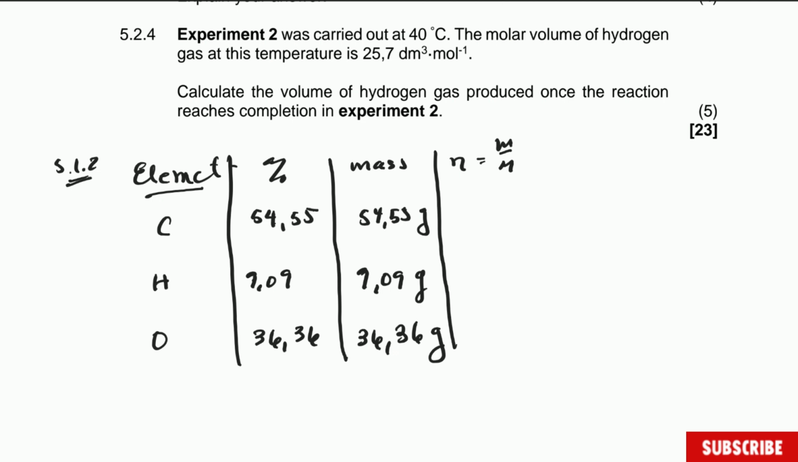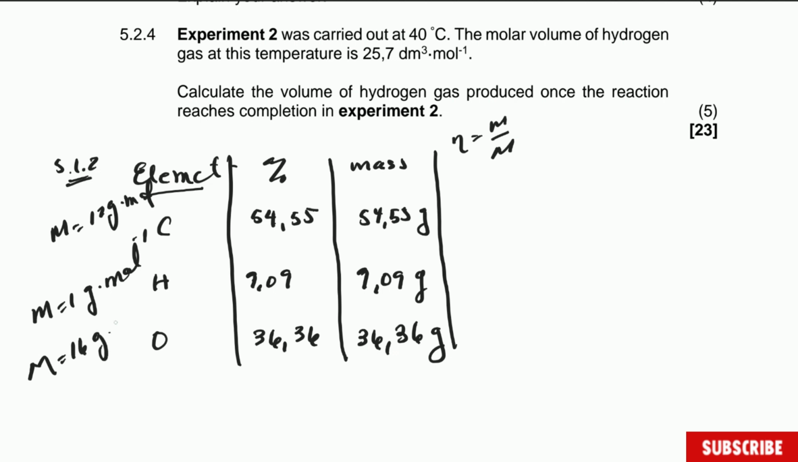Let's erase this one because I need a little bit more space here. Number of moles is equal to mass divided by molar mass. Alright, so I'm going to do that one for each of them. You go to the periodic table to get the molar mass of each of the elements. For carbon, the molar mass is 12 grams per mole. For hydrogen, the molar mass is 1 gram per mole. And for oxygen it is 16 grams per mole. That is the molar mass of each of them you need when calculating the number of moles.